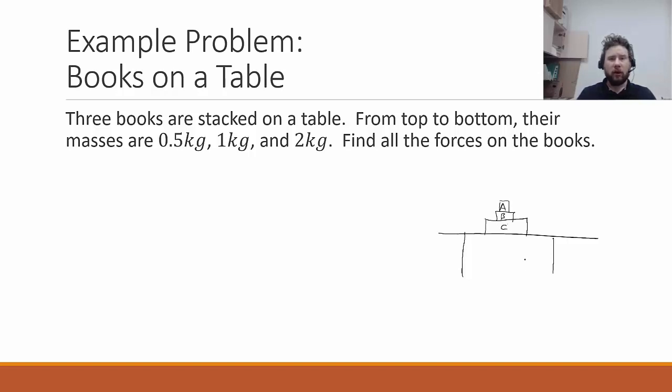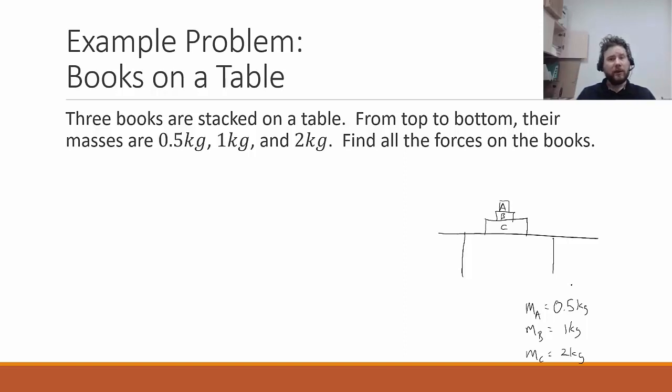Their masses are increasingly light as you go up. The mass of A on the top is half a kilogram. The mass of B is 1 kilogram. And the mass of C is 2 kilograms. Now I want to find the forces on all three objects. The weight is going to be an important part of finding these forces.